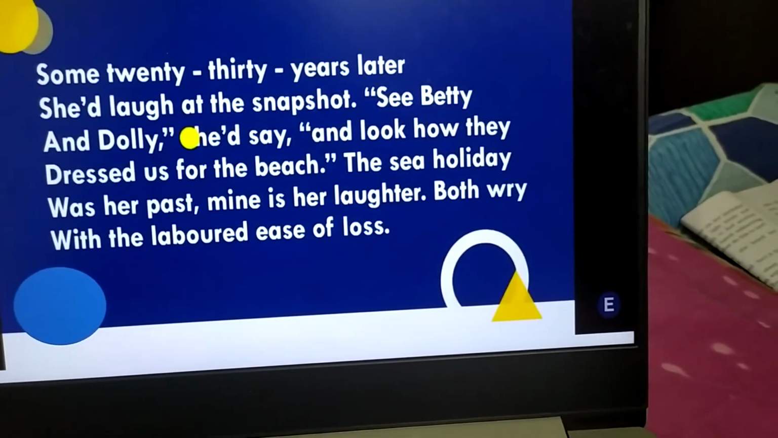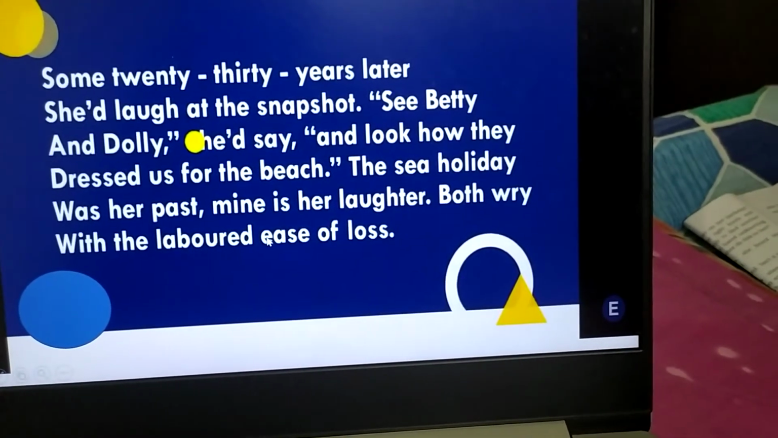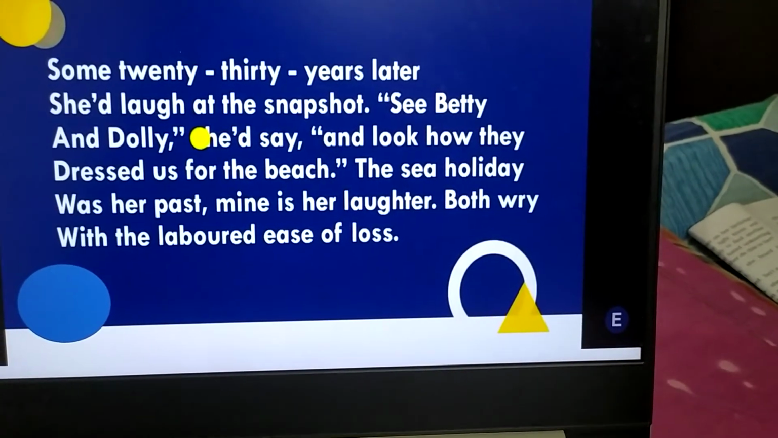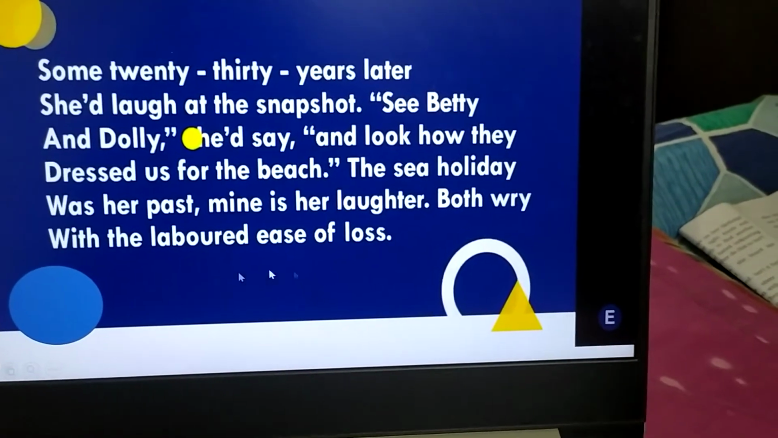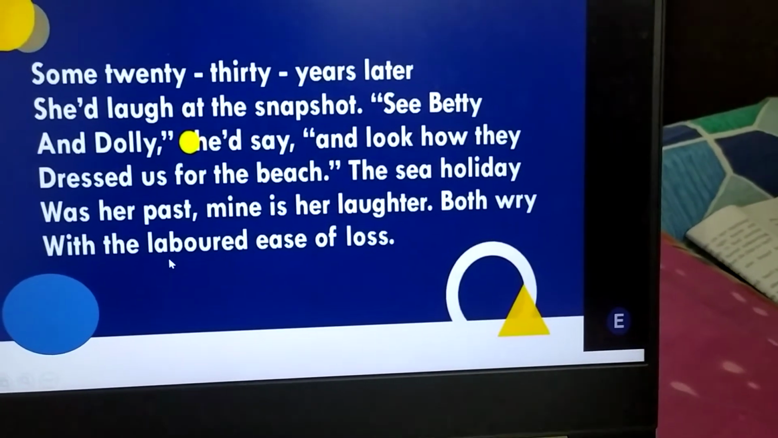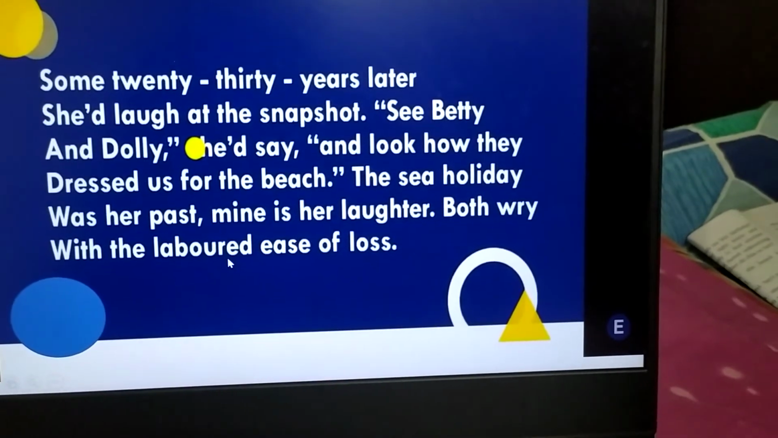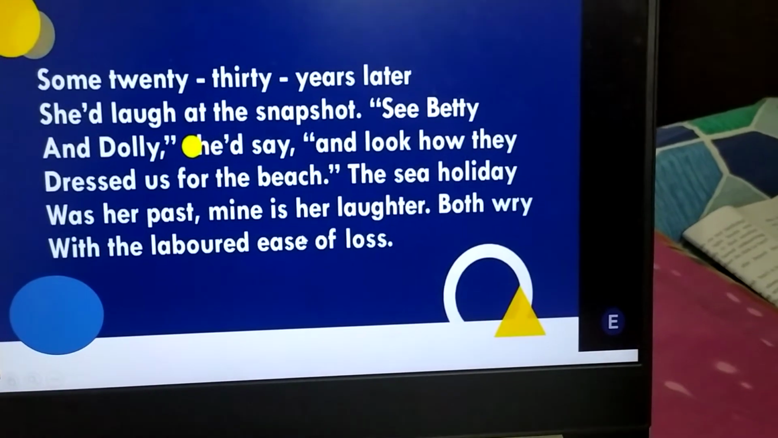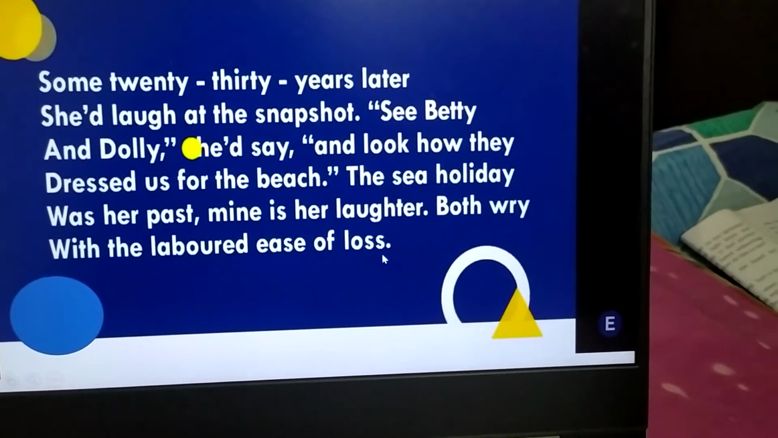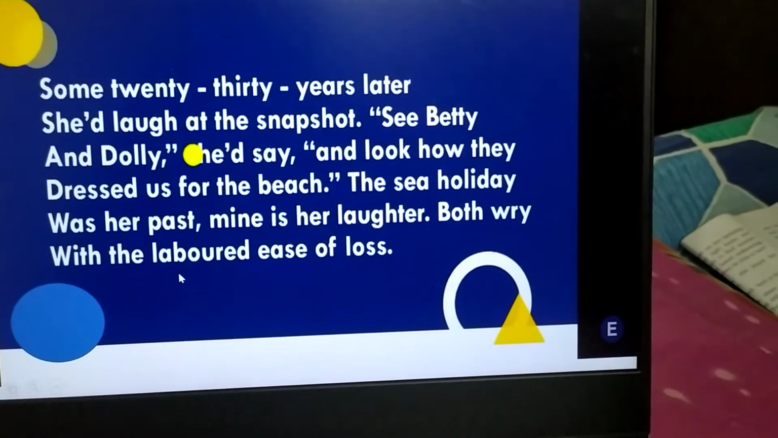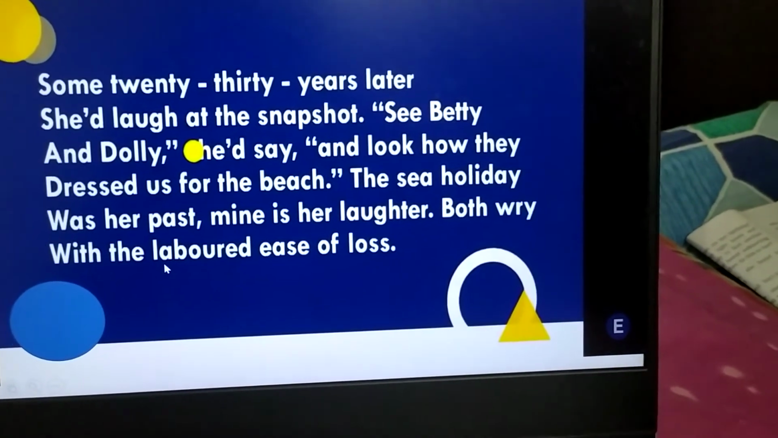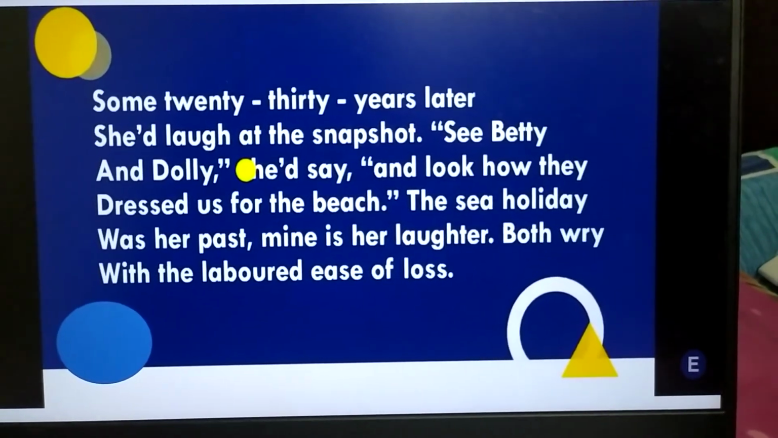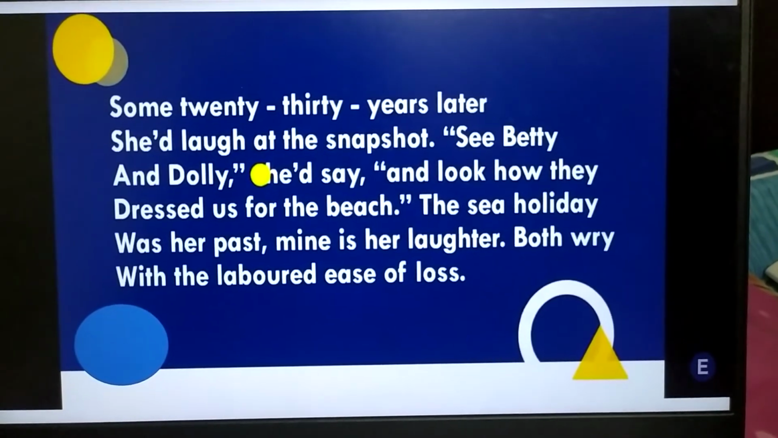Now, in this particular stanza, you have the usage of oxymoron. Oxymoron is a figure of speech where two contradictory words are put together, and the two contradictory words that we see the poet using over here are labored and ease, to describe the sense of loss felt by the poet. Now labored means something which is very painful, and ease means to do it very easily.